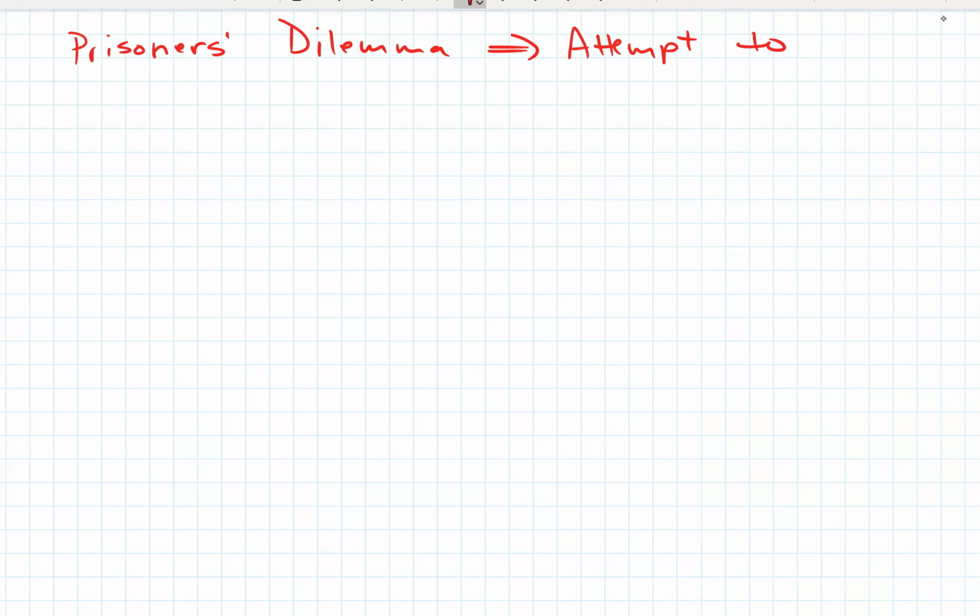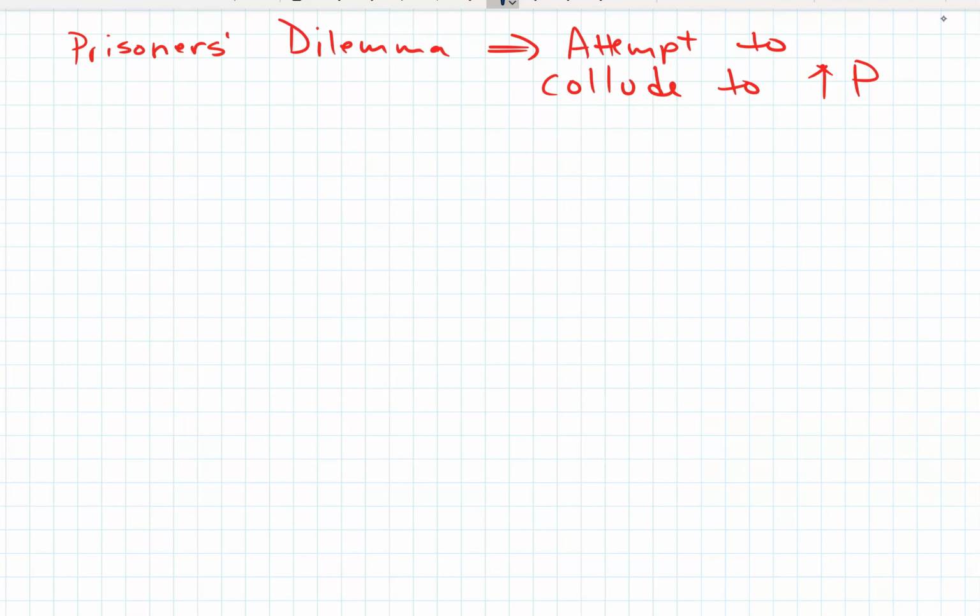this attempt to collude, to raise prices. So they want to collude to raise the price, kind of like a monopolist, and we can use the prisoner's dilemma to model this and to show why it's actually a little bit difficult to do that, and then we'll talk about under what conditions we do get this collusion.